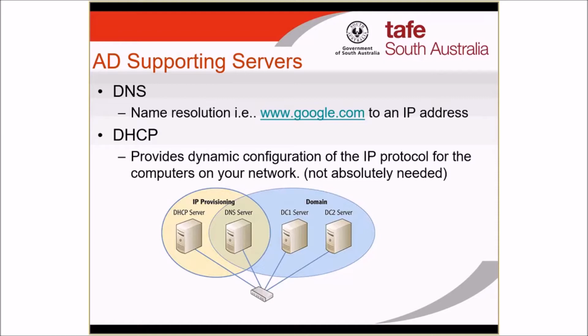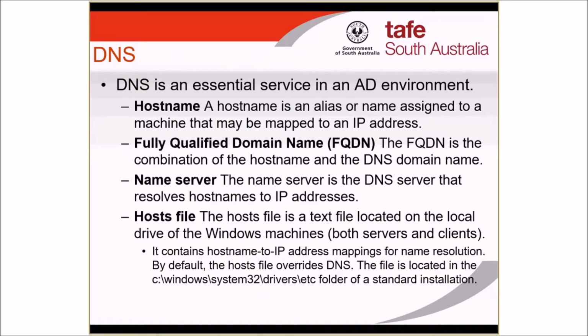So if we actually look at DNS, in Active Directory, DNS is essential. First of all, there's a thing called a hostname. A hostname is a name or alias for a computer, which is mapped to an IP address. We'll do this a little bit later as a networking service. A fully qualified domain name is a host name plus your domain name. So basically it's like server1.w2k12ad.local, or server1.tafesa.edu.au. That's a fully qualified domain name.